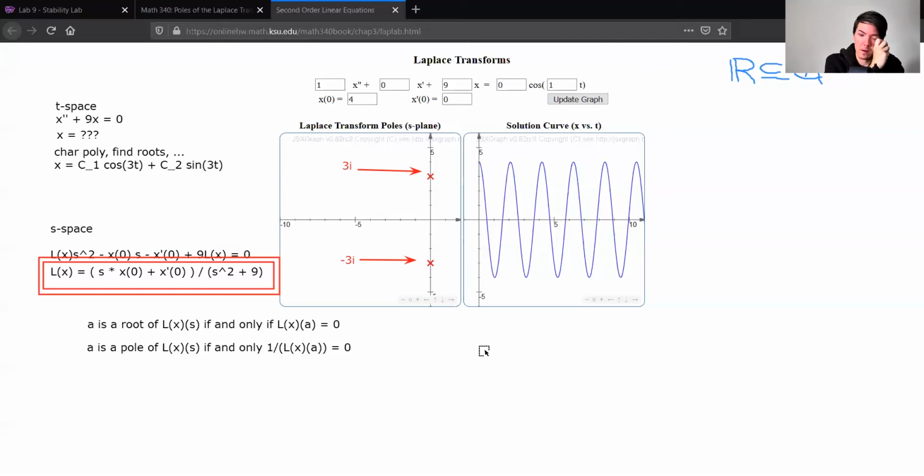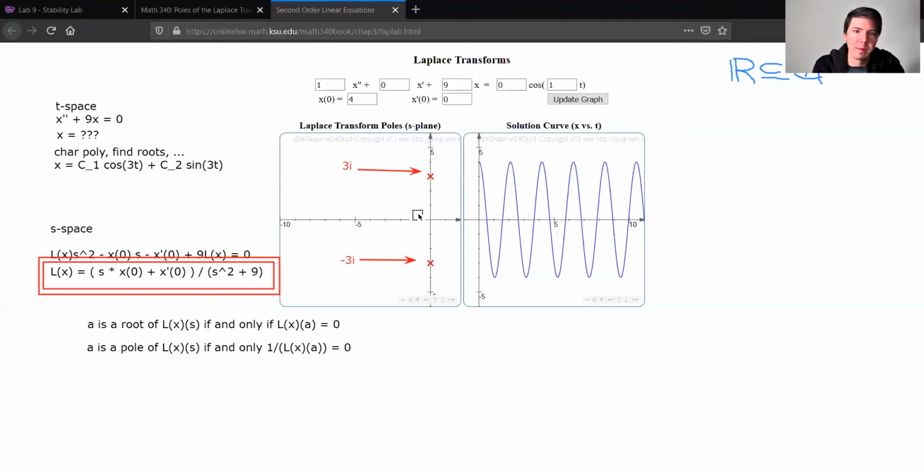Now, someone asked, so the S-plane is a complex plane? Yes, good question. The S-plane is a complex plane. So you can think of the vertical axis as being the imaginary axis and the horizontal as being the real.